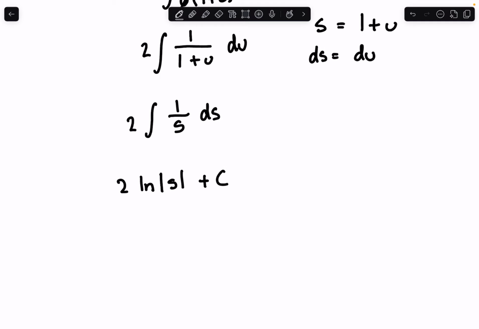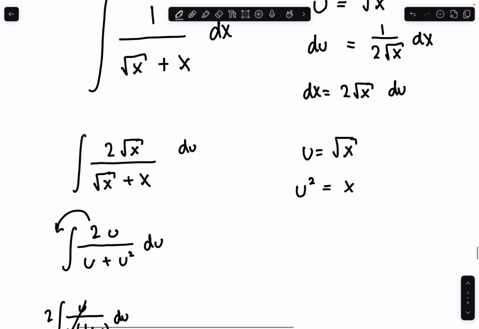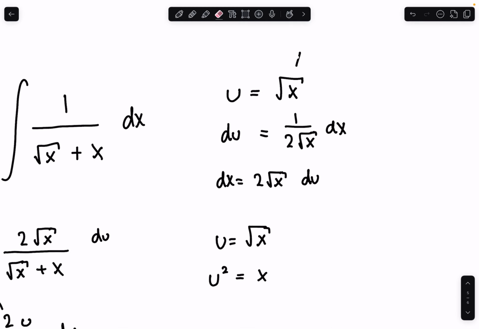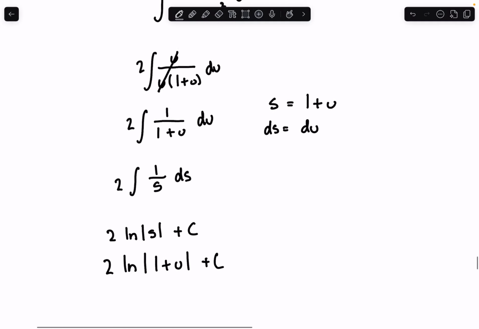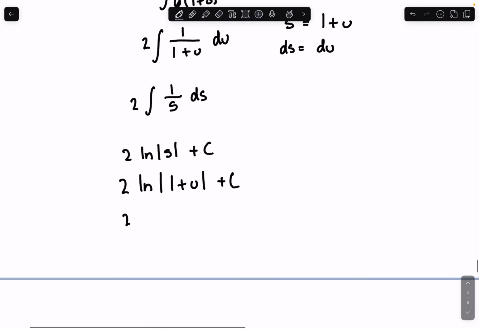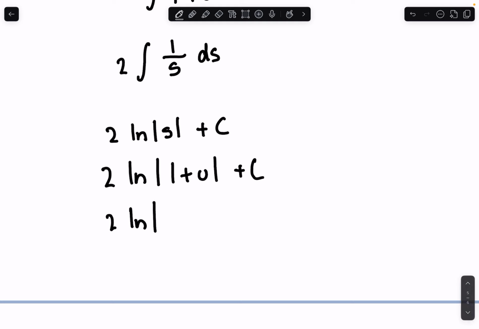And now we can get to work substituting things back in. So if you remember, s is 1 plus u, so 2 times the ln of 1 plus u. And if you remember from up top, u is actually just the square root of x. So we get 2 times the ln of 1 plus the square root of x plus c.